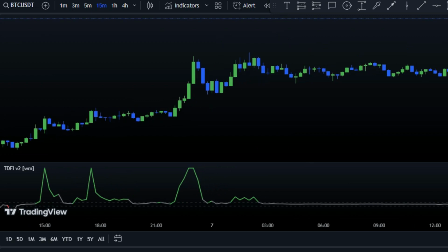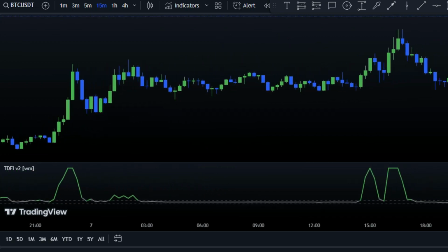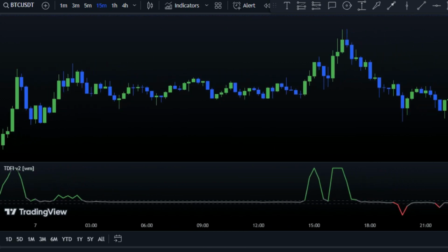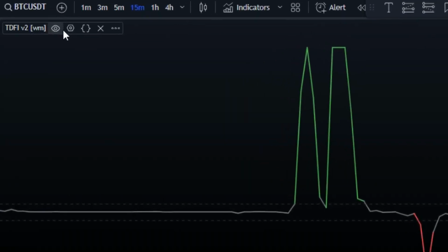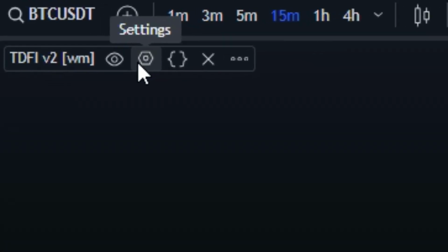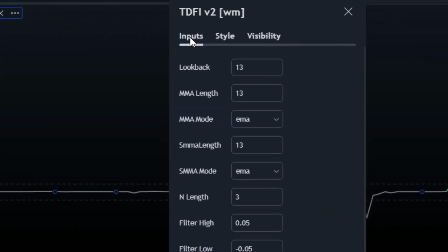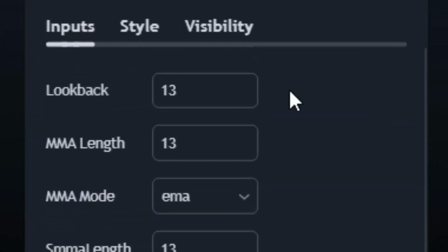Now that the TDFI indicator is added to your chart, we'll make a few quick tweaks to optimize it for our strategy. Start by clicking the gear icon next to the indicator's name. Then navigate to the Inputs tab. Here you'll need to adjust the following settings. Set the lookback option to 14. Then adjust the MMA length to 14.